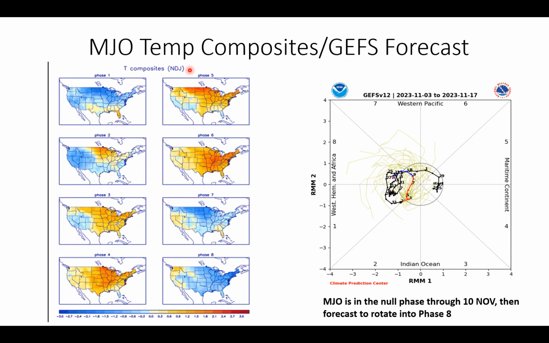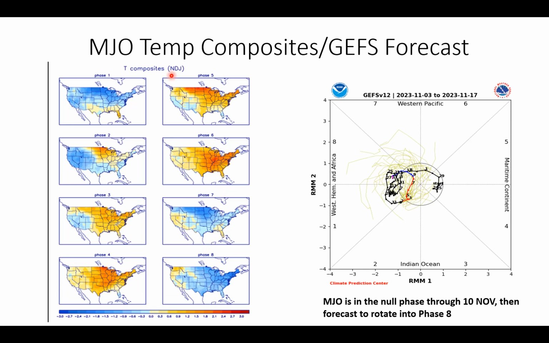Here are the latest MJO temperature composites. Now, I did change these out since last Friday. We're now looking at temperature composites for November, December, and January, now that we have flipped the calendar officially over to November. Generally, blue coloring on these composites indicates below normal temperatures. You see orange color that indicates above normal temperatures.